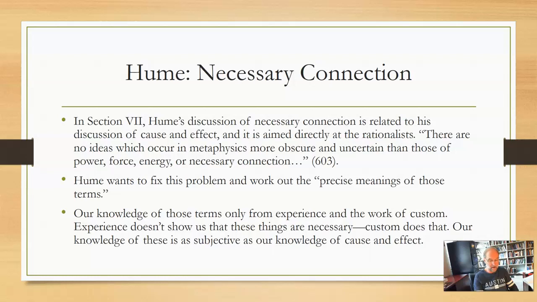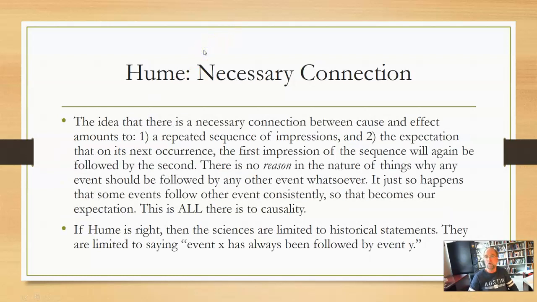So the whole notion that there is a necessary connection between cause and effect amounts to no more than the following. First, a repeated sequence of impressions, the expectation that on its next occurrence, the first impression of the sequence will again be followed by the second. That's it. There is no reason in the nature of things why any event should not be followed by any other event whatsoever. It just so happens that some events follow other events consistently, sometimes completely and absolutely consistently, constant conjunction. So this becomes our expectation. By the way, this is all there is to causality.